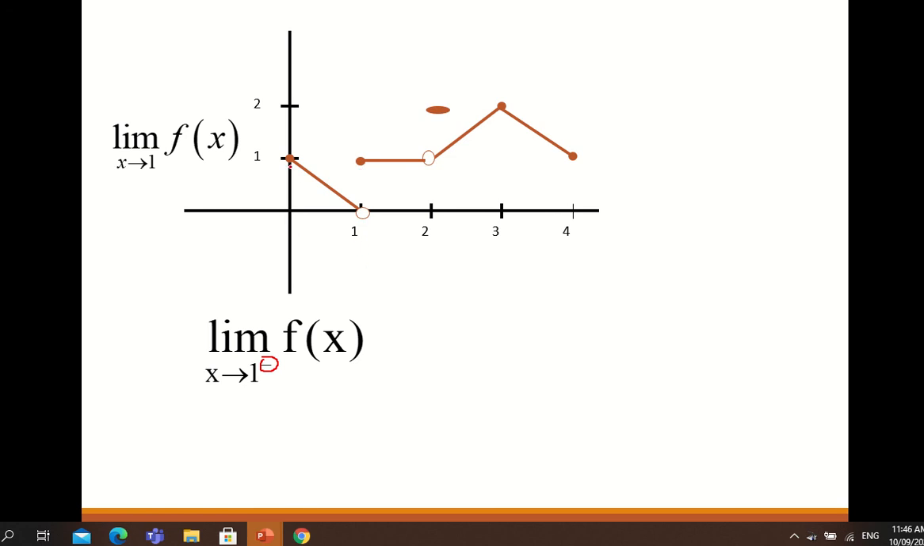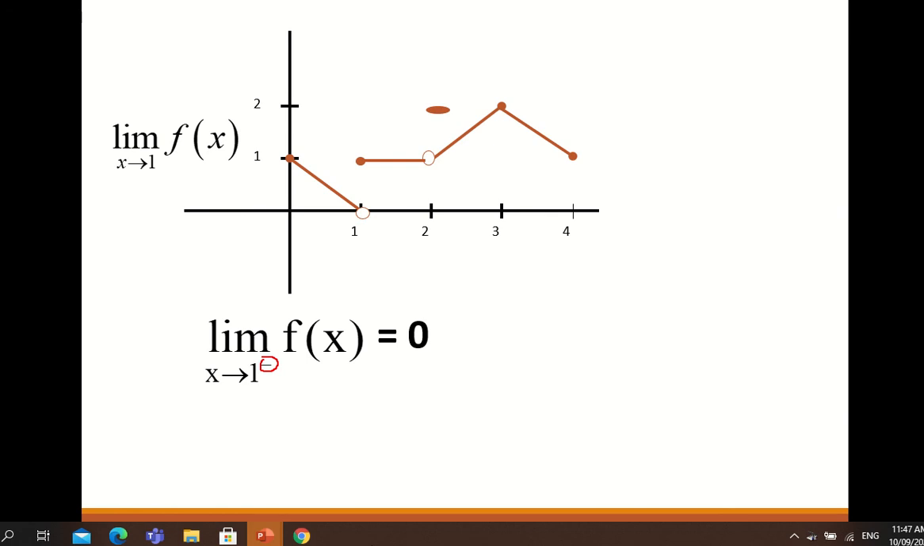When you trace the graph from the left towards the value x equal to 1, or very close to 1, we could say that the limit of the function as x approaches 1 from the left is equal to 0, right? Because f of x at this point is equal to 0. So we're not after, class, the exact value. We're just concerned with the value that f of x is approaching as x approaches 1. So we say that this is equal to 0.